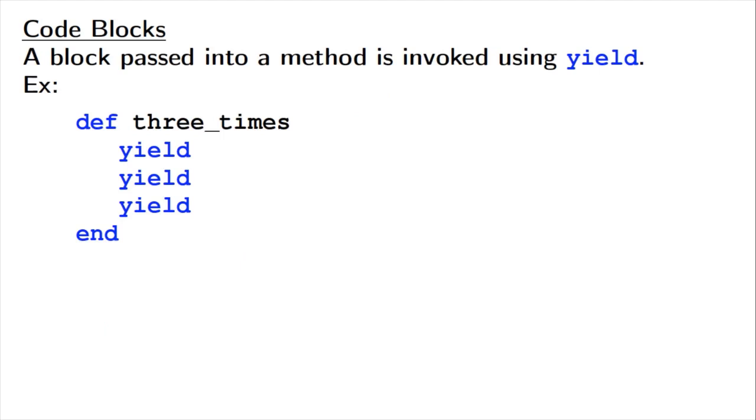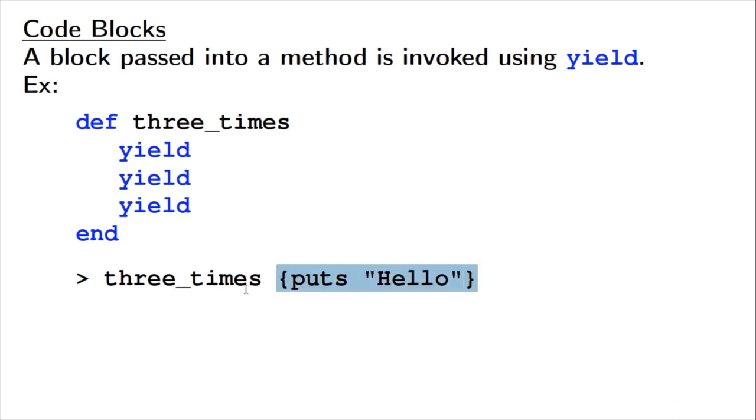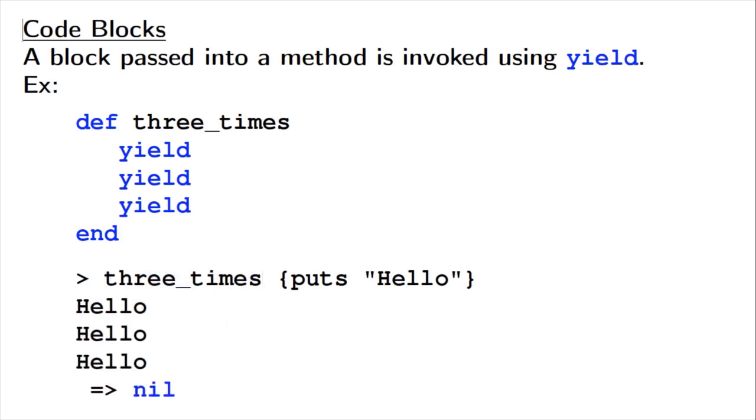Here's an example. I'm defining a method called 3 times, and it's just going to execute any block of code I pass into it 3 times because there are 3 yield statements in a row. Let's try it out. In IRB, first define this method and then invoke it, passing in the code block. So this code block is being passed in to this method. And when you do this, you'll see that it just executes that block of code 3 times.